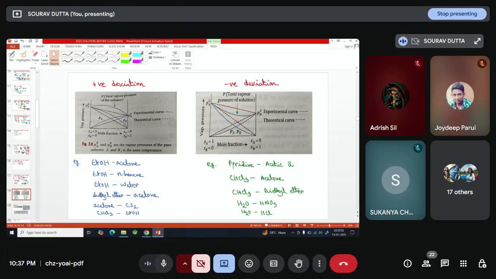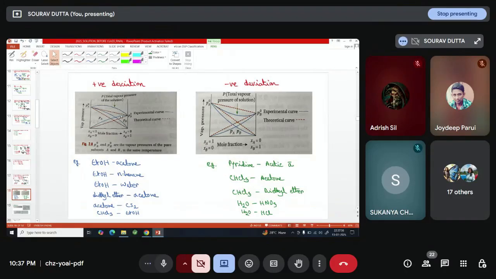And in the middle, in between these two points, the mole fractions of A and B can be varied. That means B is mixed with A basically. So the dotted lines represent the vapor pressure of A and the vapor pressure of B. This represents the vapor pressure of B in the solution. This represents the vapor pressure of A in the solution, and this dotted line represents the total vapor pressure over the solution. But if positive deviation takes place, the curve will be like that.